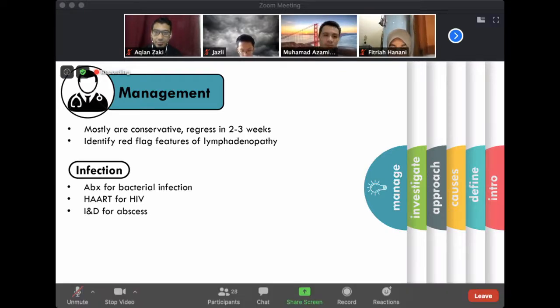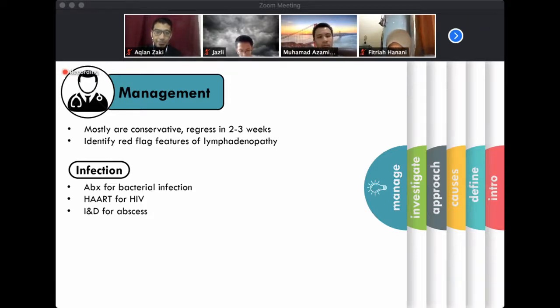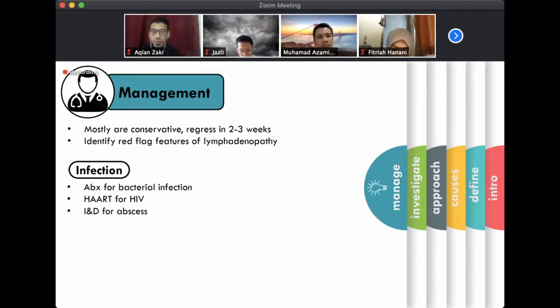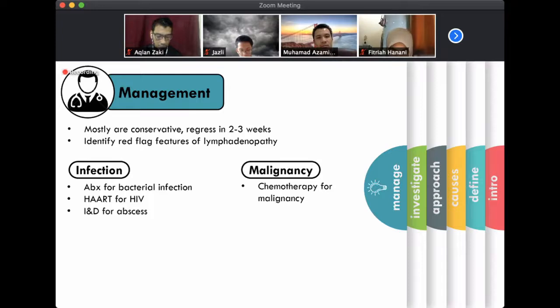So for the infection, if it is bacteria, we should give antibiotic. For HIV, we should start with HAART therapy. And for abscess, we should do surgical incision and drainage. So if malignancy, we give the patient chemotherapy depending on the underlying illnesses.